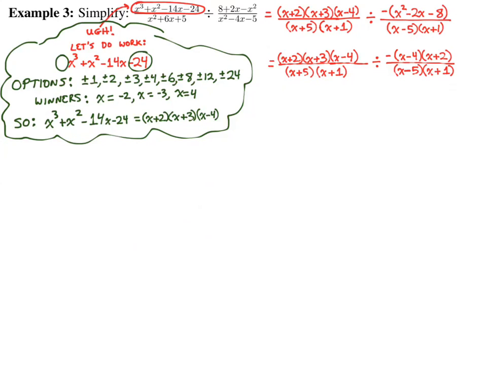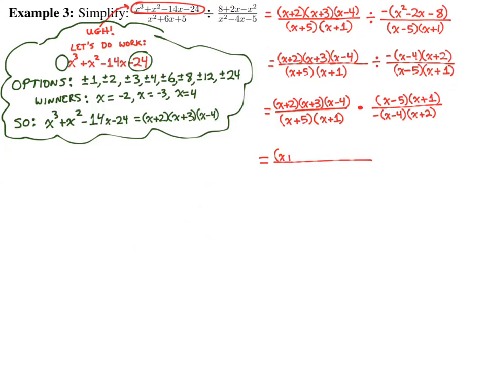Hopefully you remember, and if not, I'm here to help, that dividing fractions is the same thing as multiplying, but you turn the second fraction upside down. They call that inverting and multiplying. So x minus 5, x plus 1 now becomes the numerator of the second fraction. And then x minus 4 times x plus 2 with the negative sign in front becomes the denominator. Now that we're multiplying, we can smush everything together. In fact, I highly recommend it.